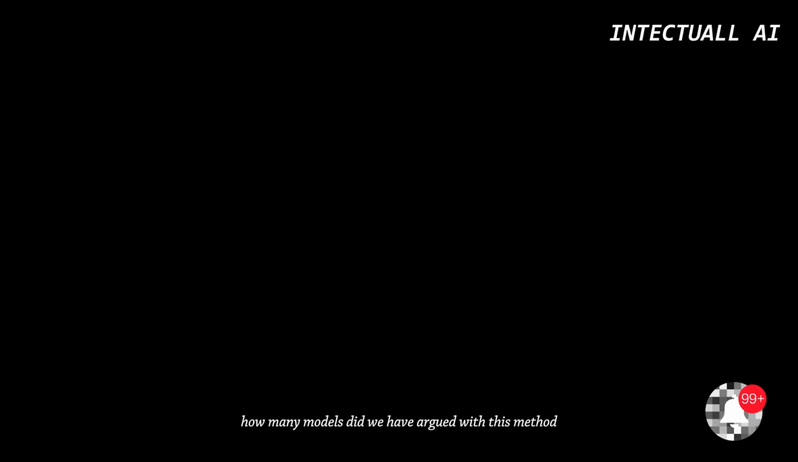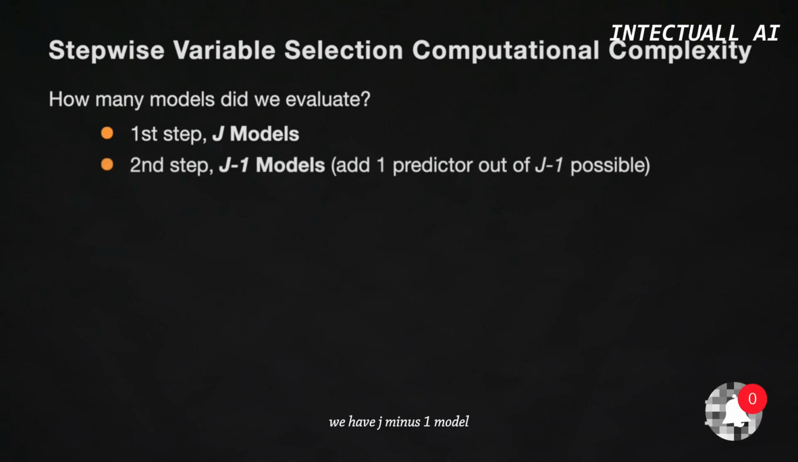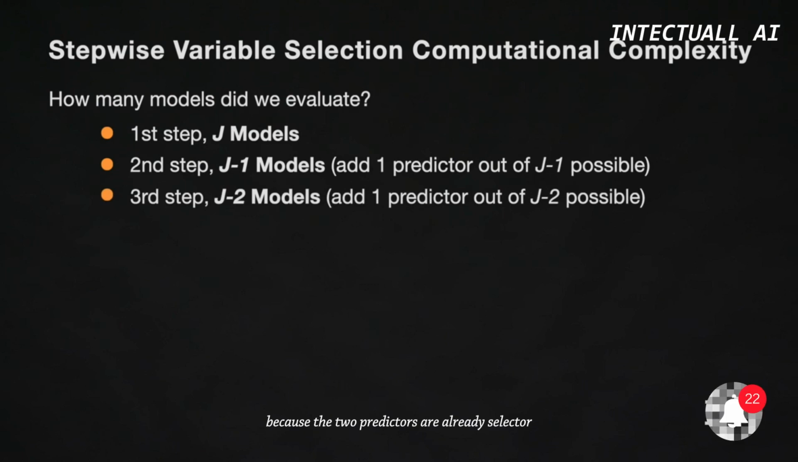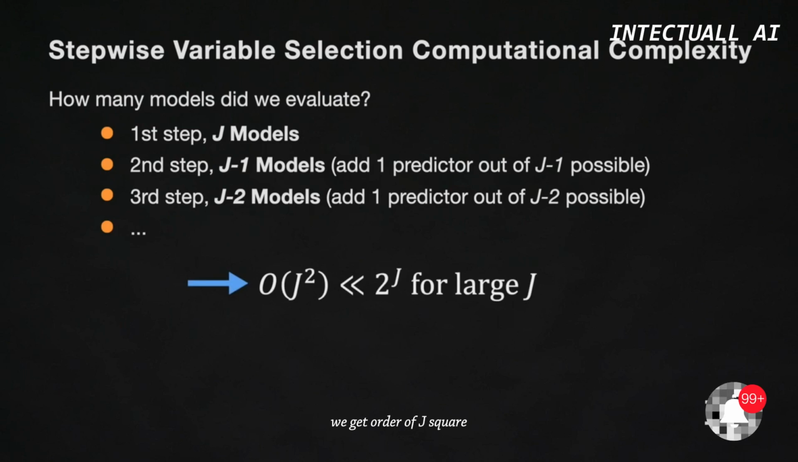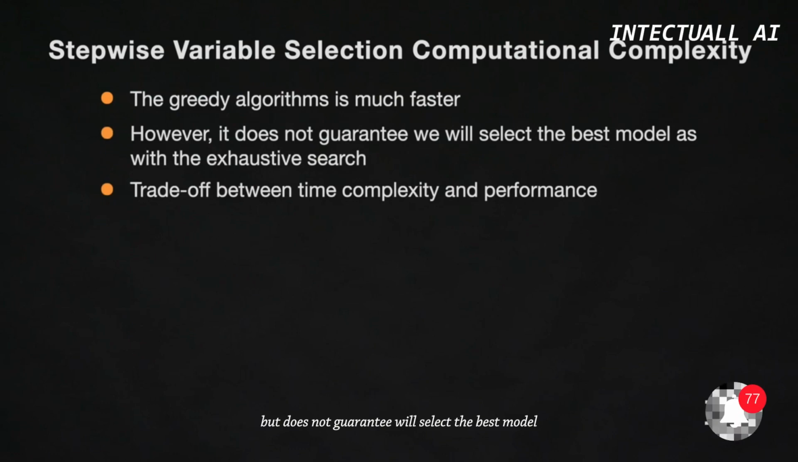How many models did we evaluate with this method? In the first step, we have J models. We compare a model for each predictor. In the second step, we have J minus 1 models because one predictor was already selected. For the next step, J minus 2 because two predictors are already selected, etc. If we add all this together, we get order of J squared, which is much smaller than 2 to the J, especially for J large. Greedy strategy is much faster, but does not guarantee we will select the best model as with exhaustive search.